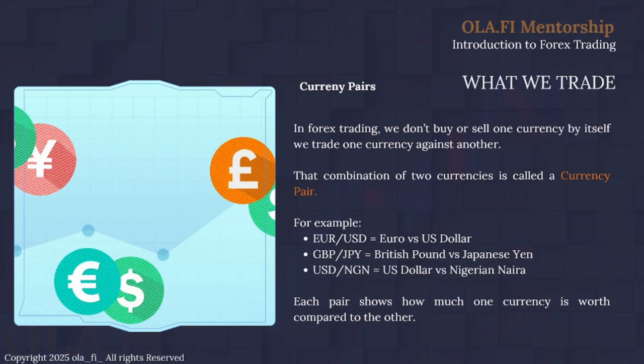A currency pair is just a standardized way of understanding the two currencies that are played in this exchange. So we have currency pairs like the Euro USD, that's the euro and the American dollar. We have the Japanese yen and the British pounds. We have the USD and the naira. Each pair shows how much one currency is worth compared to the other. The combination of two currencies is called a currency pair.